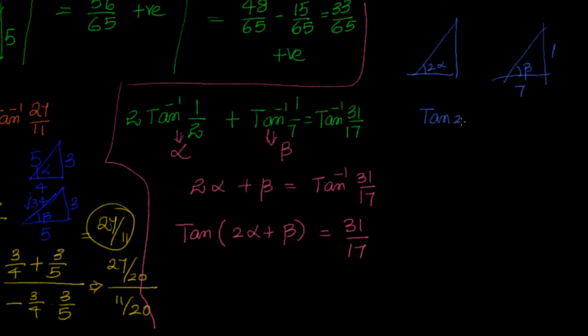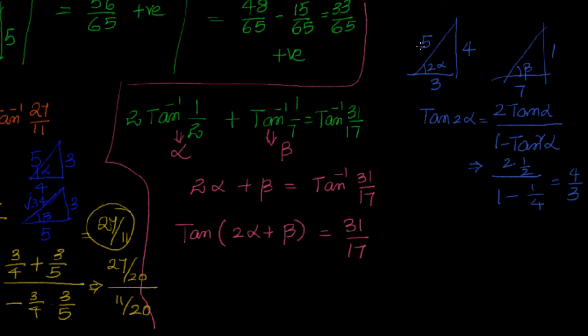Tan 2 alpha equal to 2 tan alpha by 1 minus tan square alpha. That's nothing but equal to 2 into 1 by 2 by 1 minus 1 by 2 whole square, because tan alpha is 1 by 2. 2 into 1 by 2, 1. 1 minus 1 by 4, 3 by 4. This is 4 by 3. So this is 4, this is 3, and this is 5. Now we are ready to go. Let's go back and apply the formula here.